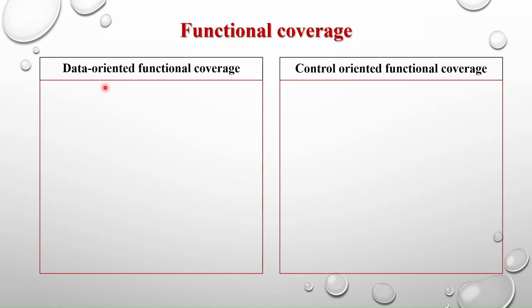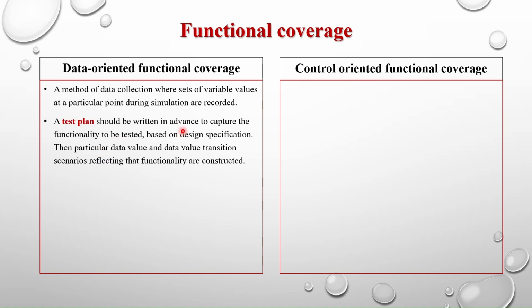The first one is data oriented functional coverage, a method of data collection where sets of variable values at a particular point during simulation are recorded. So as the name suggests, data oriented, we will record the data during the test, whether this data has been covered or not, whether this data has hit or not. So it will cover the data and record the data during the simulation.